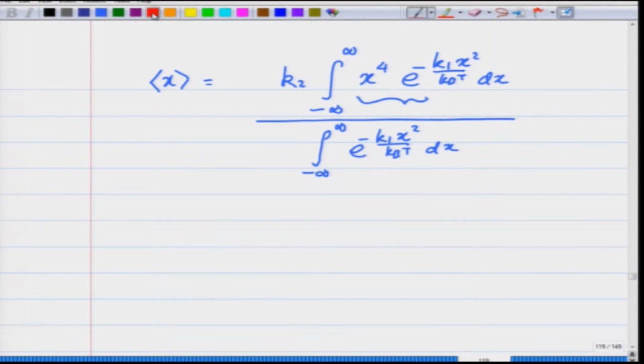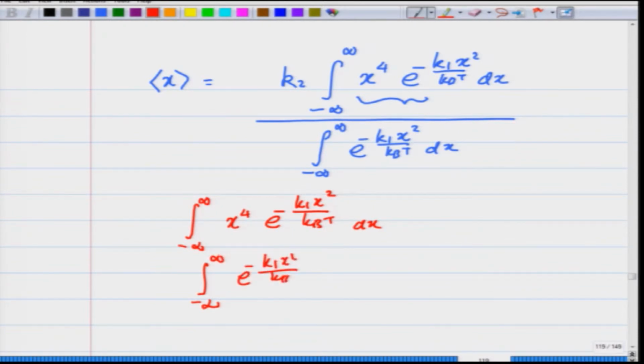this problem I will give you in the assignment is that you can integrate this very easily, x raised to 4 e raised to minus k1 x square over kbT dx, and the other integral e raised to minus k1 x square over kbT dx, and when you do this division you get x proportional to T. So, the distance between these atoms increases linearly with temperature, and this is what you find in thermal expansion. If you include higher order terms, there may be some corrections, but this is the first correction, and so what you realize is that anharmonic terms are important, in fact are responsible for thermal expansion.